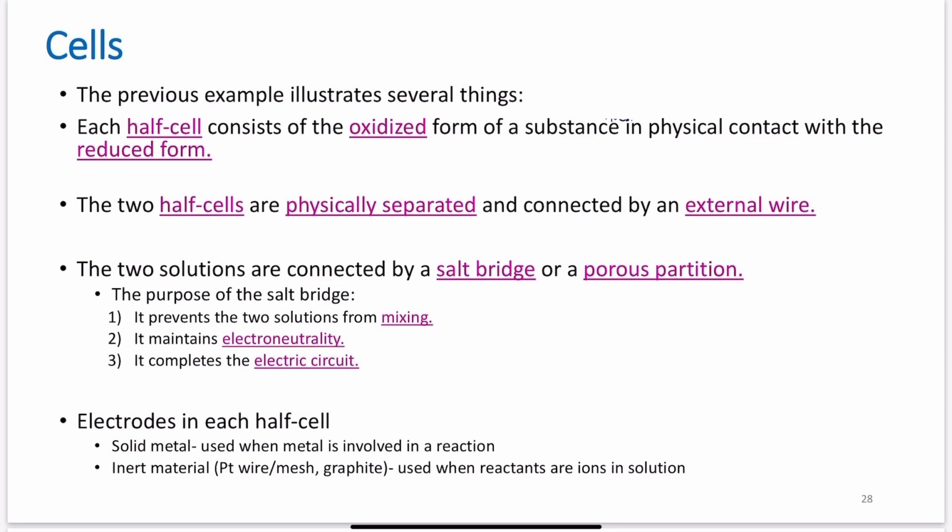The two half cells were physically separated and connected by an external wire and a salt bridge. So completely physically separated but connected by something that's not allowing the chemicals to mix, just the current. The solutions were connected by that salt bridge, or you could also use a porous partition, something that's going to allow those spectator ions to travel. The salt bridge is preventing solutions from mixing. It's allowing the reaction to occur, but preventing the solution from mixing. It maintains the electroneutrality of your system, but it also completes your electrical circuit. We need to be able to complete the circuit.